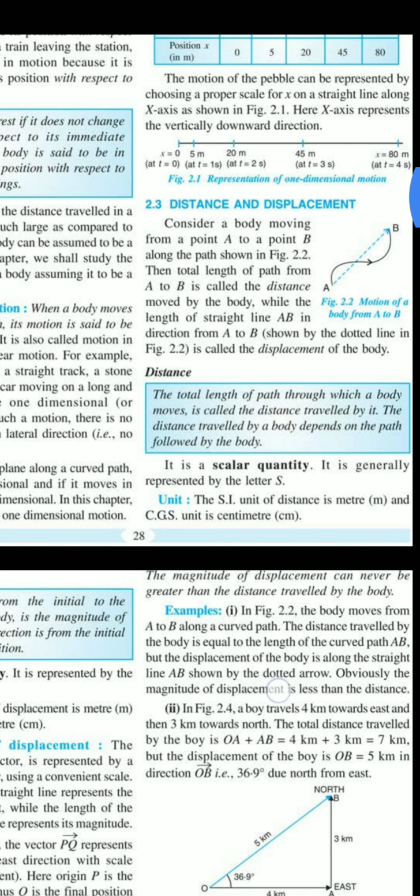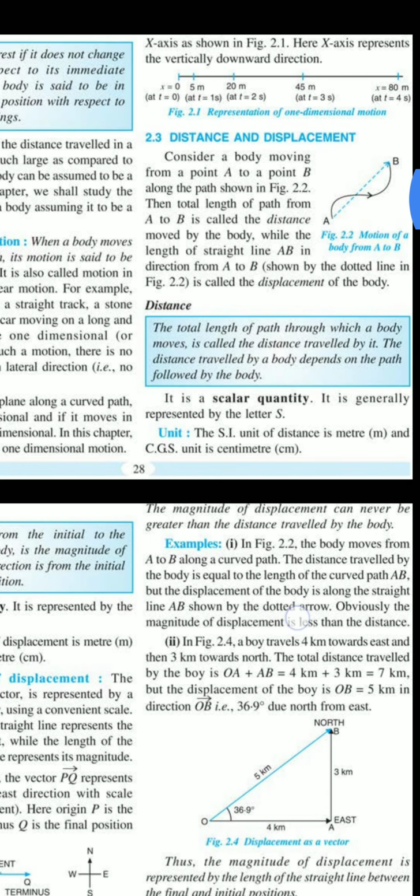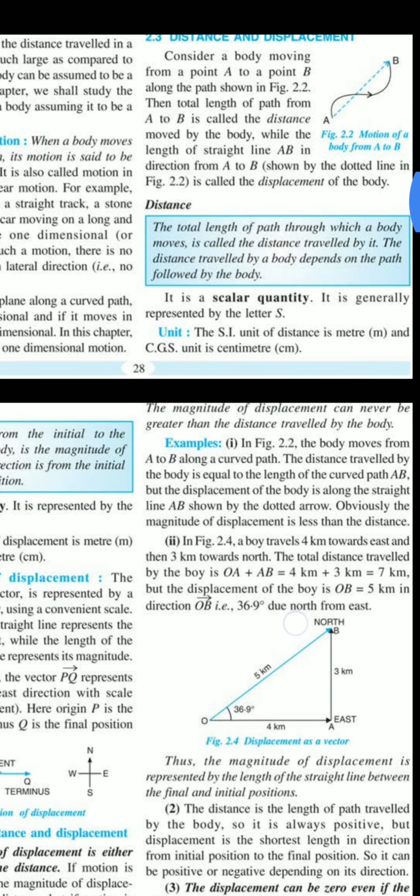This whole thing, when summed together, that will give you the total distance traveled. So distance is a scalar quantity. It does not depend on the direction. So it is a scalar quantity.